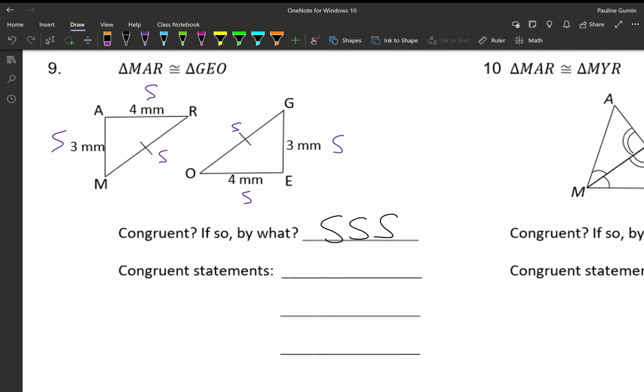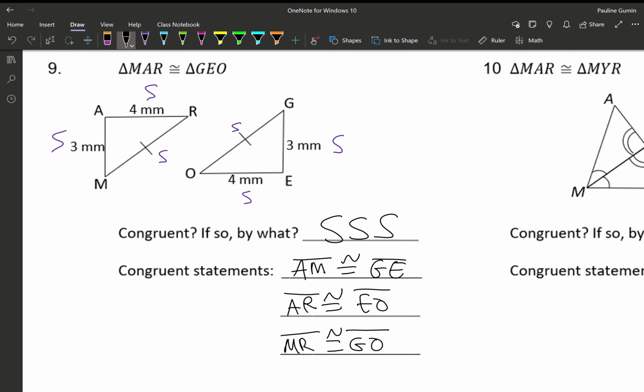Let's get started with the 3 millimeter side. That would be AN is congruent to GE. Next, the 4 millimeter side, AR is congruent to EO. Last, let's do the side that's marked with a single tick mark. Now, I personally know that this is 5 millimeters. It's a 3, 4, 5 triangle. That's a Pythagorean triple. MR is congruent to GO.